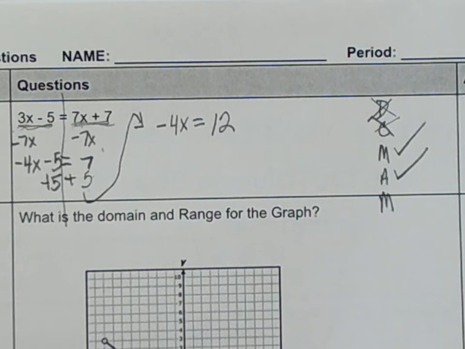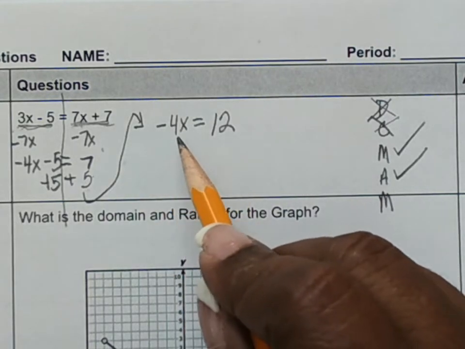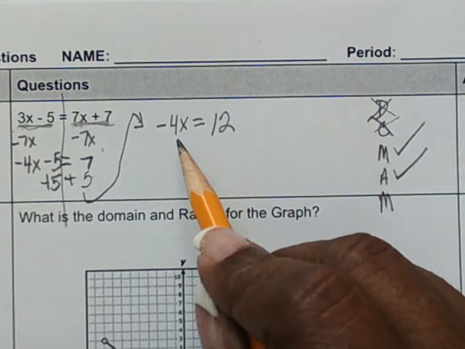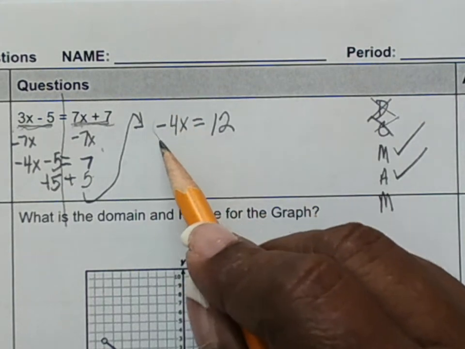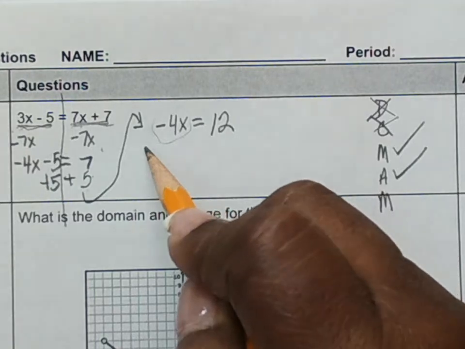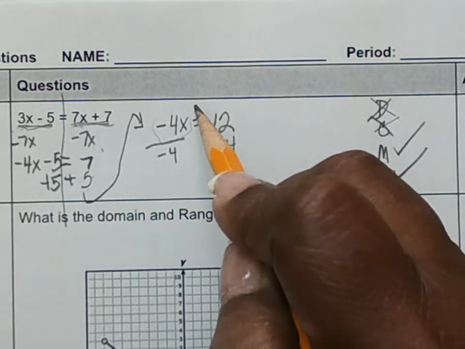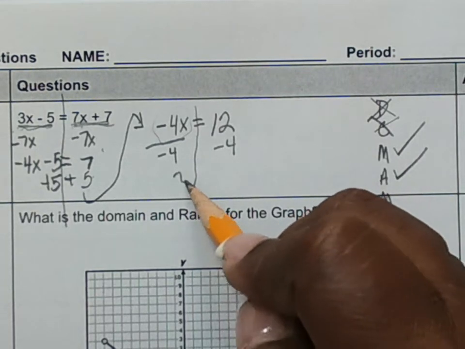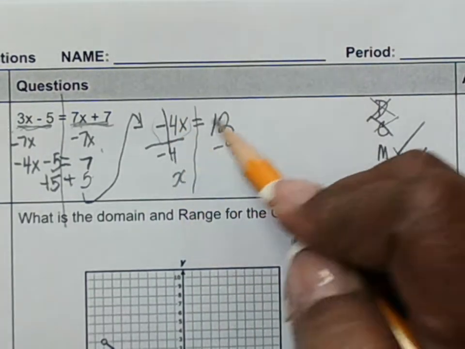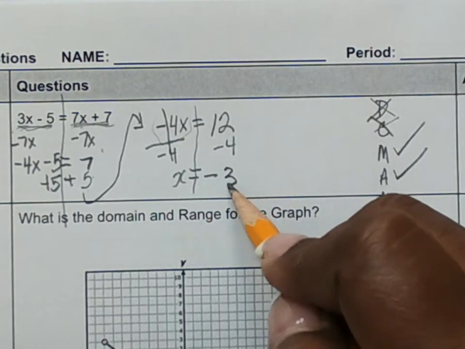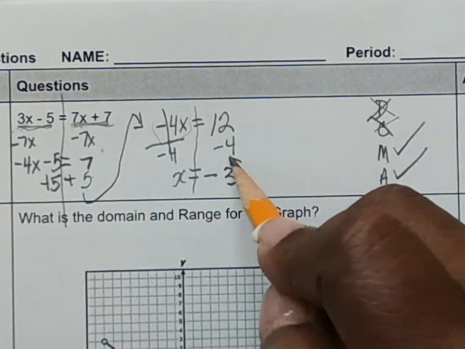Now my last step is to multiply or divide to isolate the x. Well, I got negative 4 times x here. That's not subtraction, people. That's multiplication here. So to undo multiplication, I'm going to divide both sides by 4. And what do I have left? This negative 4 and negative 4 cancel out, and I have x is equal to negative 3. Alrighty, that would be my answer.